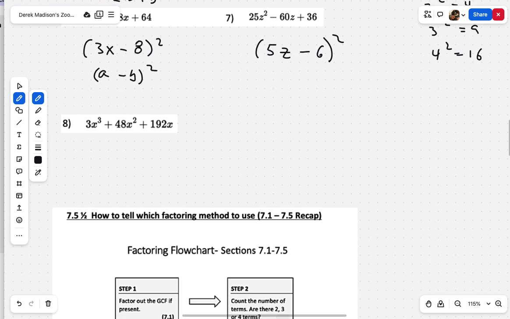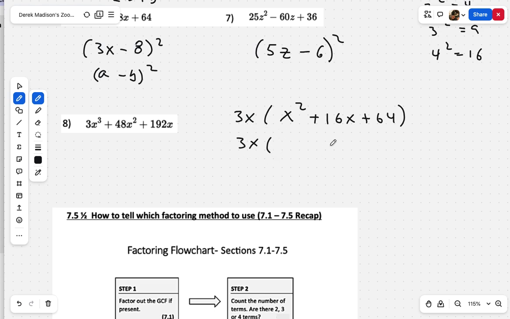This next one looks terrible, except it has the greatest common factor, so we'll get that out of the way. So that's going to be 3x, because this only is to the first. And so that will leave us an x squared. Let's see, 3 goes into that one 16 times. So 16x. And 3 goes into 192 is 64. And this does have squares on the ends. This is just a plain x squared.